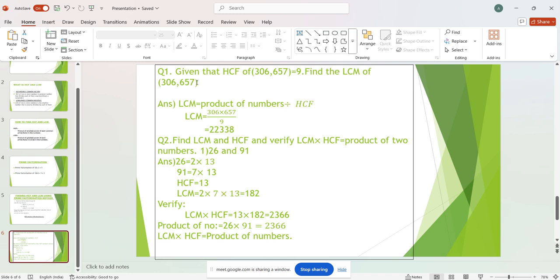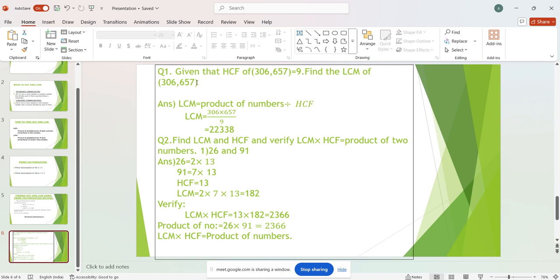The first question is 26 and 91. Those 26 and 91 are the two numbers A and B in the question. First find the LCM, second find the HCF, using the prime factorization method. Then verify whether it is correct or not: verify LCM into HCF equals the product of the two numbers. Verify means first you find the LCM, then the HCF, then check LCM into HCF.